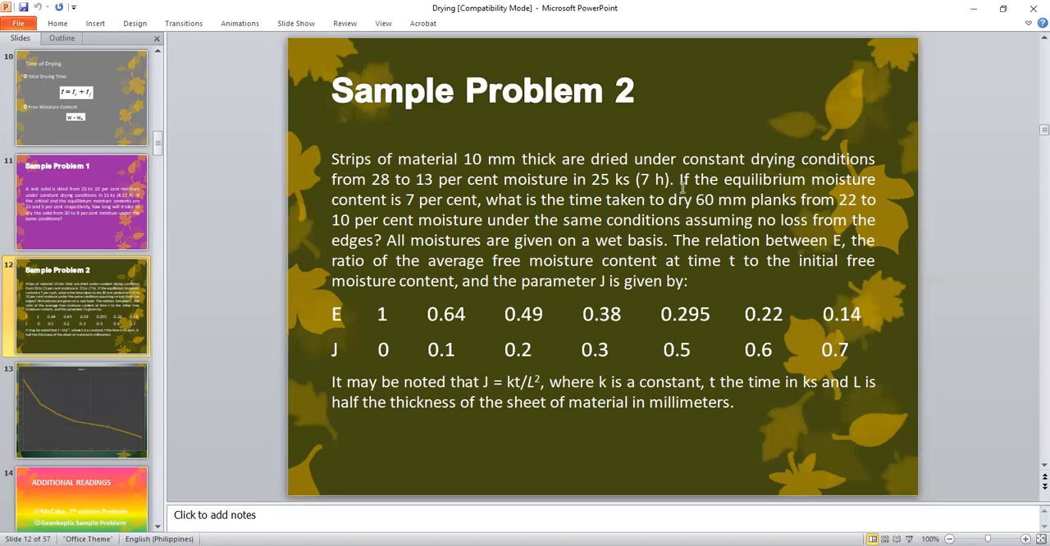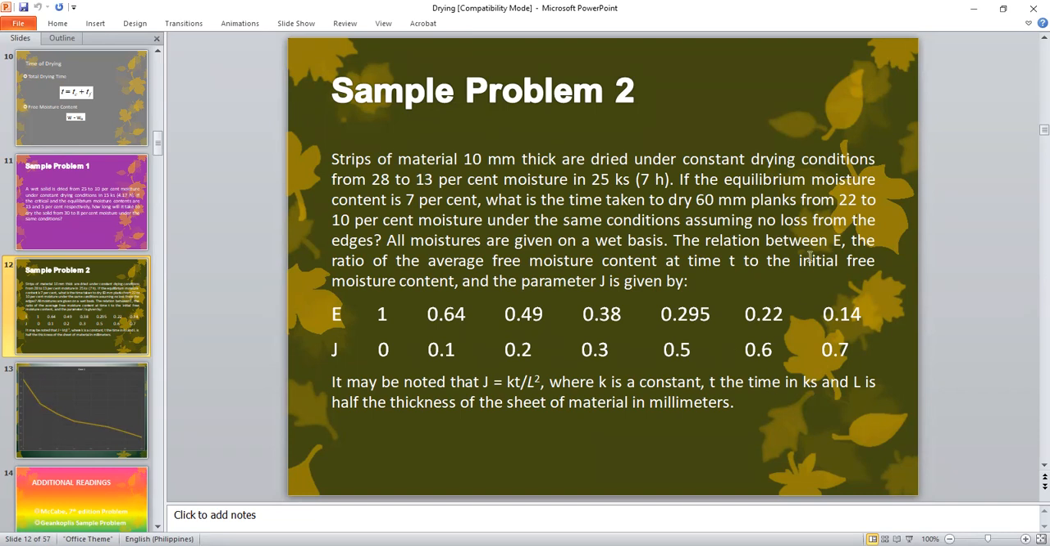Okay, so let's continue. If the equilibrium moisture content is 7%, what is the time taken to dry 60 planks from 22 to 10% moisture under the same conditions, assuming no loss from the edges? Meaning in this case, all drying will be on the exposed surface only, where the drying medium, in this case air, is passing through. All moistures are given on a wet basis, meaning it's not per kilogram of dry material, but rather per kilogram of material with water.